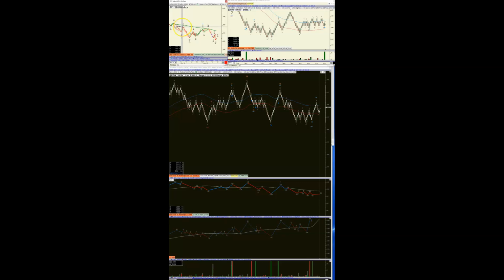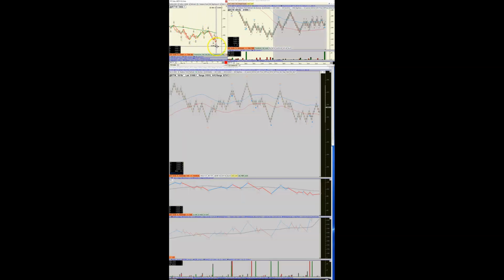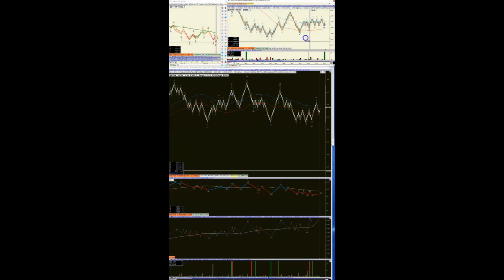So it's just break, 1 test, 2 test, 3 test, break. So here again, you had breakdowns here, they get tested, they attempt to break, cannot break, come back, test, and break. So bottom line is, as long as these breakdowns are occurring and they're testing and rejecting, the trend is down.